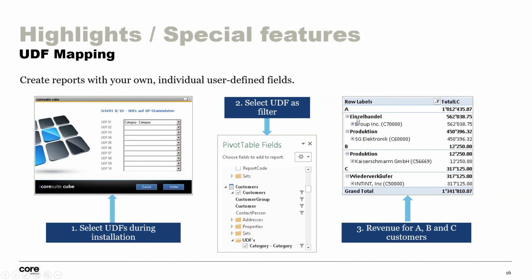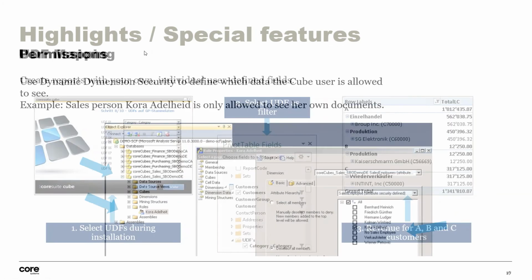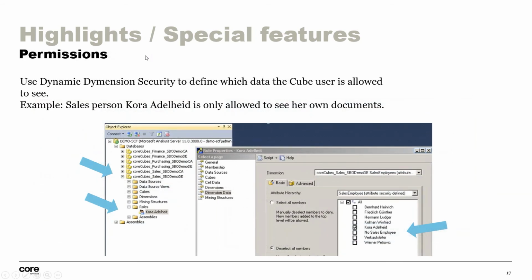You can also create the reports with your own user-defined fields. I didn't show it in the Excel, but it looks like this here in this picture: you have a UDF, and then you can really just go for the category or whatever your UDF is, and it will also be displayed in the report. So you can also work with UDFs that you created especially for your company or your customer.